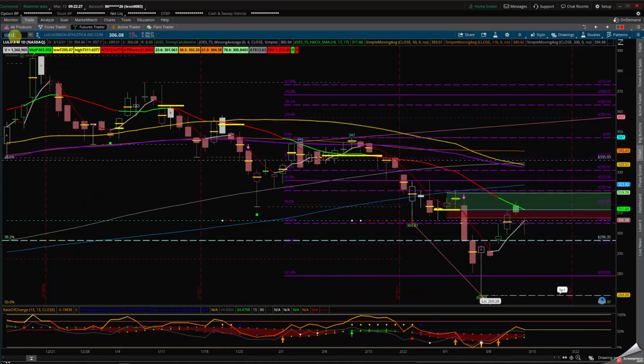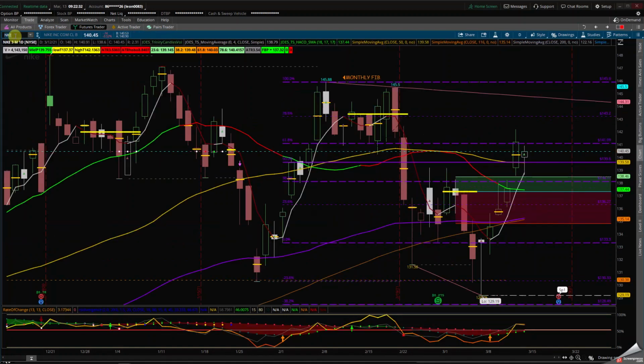We can take a look at Lulu. It's consumer products. People use it for sports activities. Nike. I'm not going to go through a lot. I mean, you can see that Nike has recovered quite a bit in the last 5-6 days. Does it continue higher or not? That's the monthly fib.